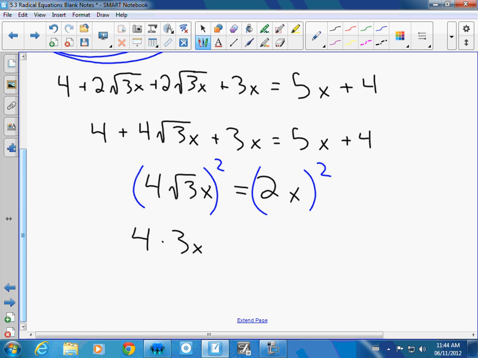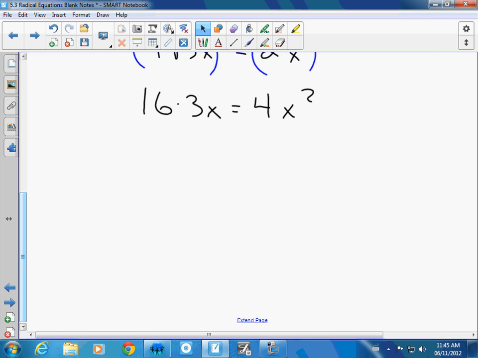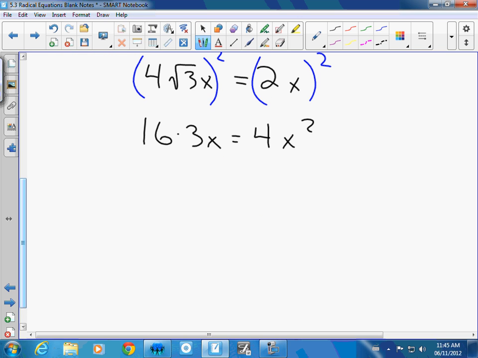What do you forget? Yeah, you forget the square of 4, right? That's where you're going to make your mistake. I've seen it so many times. You have to remember you're squaring the whole piece, right? So 4 squared is 16. The square root of 3x squared is 3x. Okay, 2x squared is 4x squared. Some people forget that coefficient. Common, I see it all the time. Okay, what's 16 times 3x? 48x equals 4x squared.